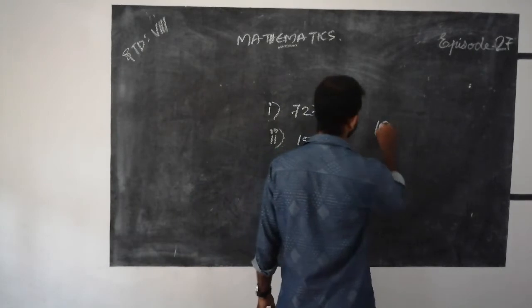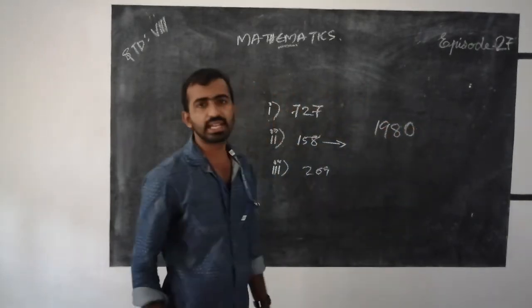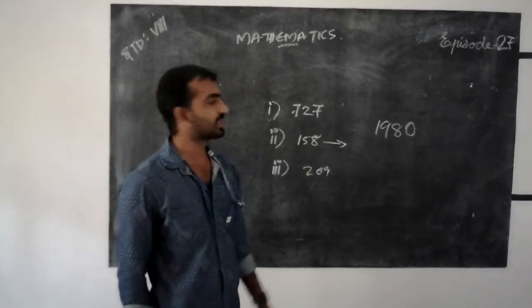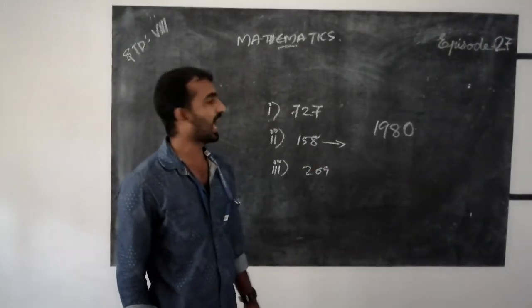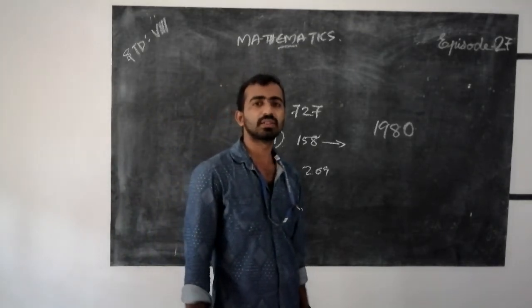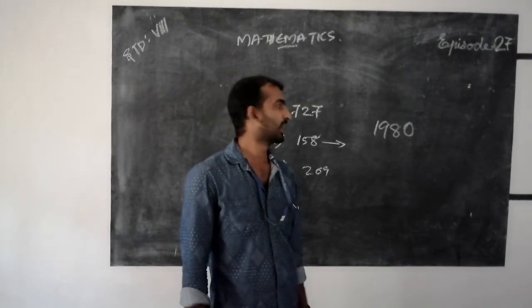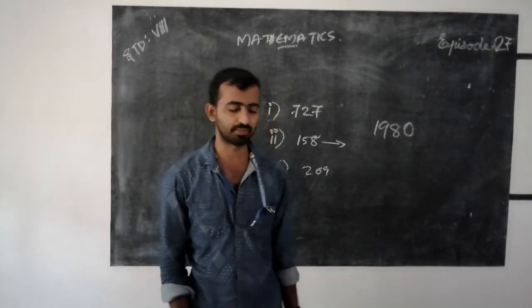And the next question is 1980. Here this is an even number, so the square of this number is also an even number.